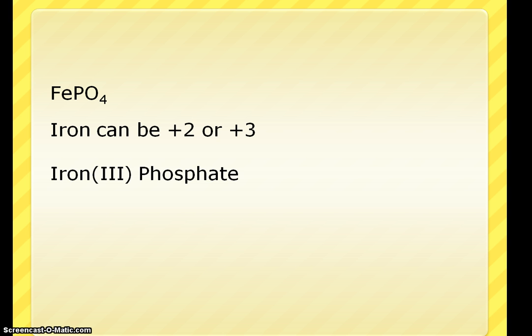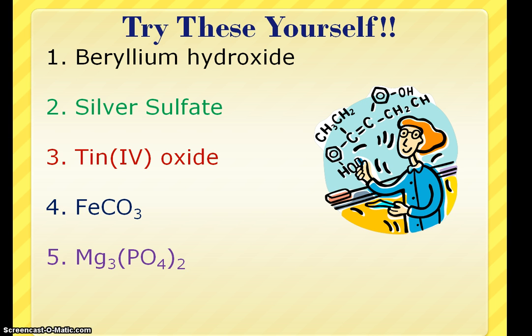FePO4. So Fe is iron. Iron has multiple options. Remember, it can be a +2 or a +3. And then phosphate is one of our polyatomic ions, that PO4. So I'm going to look at the charge of phosphate. It's a -3, so I'm going to pick iron as a +3 in order to cancel with that. So iron 3 phosphate would be the name of this.